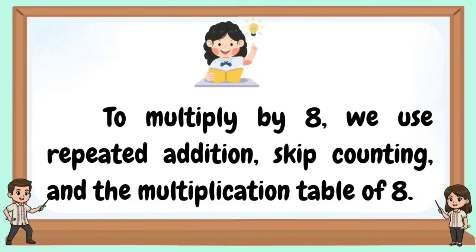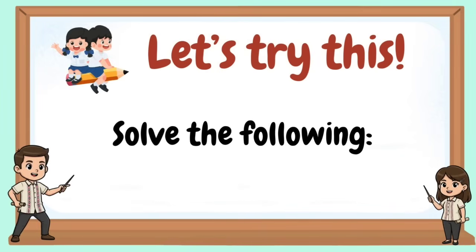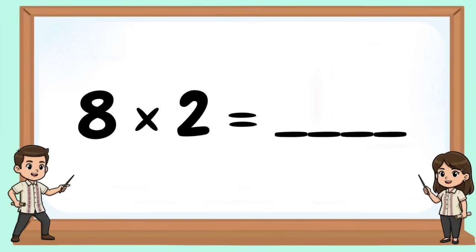To multiply by 8, we use repeated addition, skip counting, and the multiplication table of 8. Let's try this. Solve the following. 8 times 2 is equal to 16.